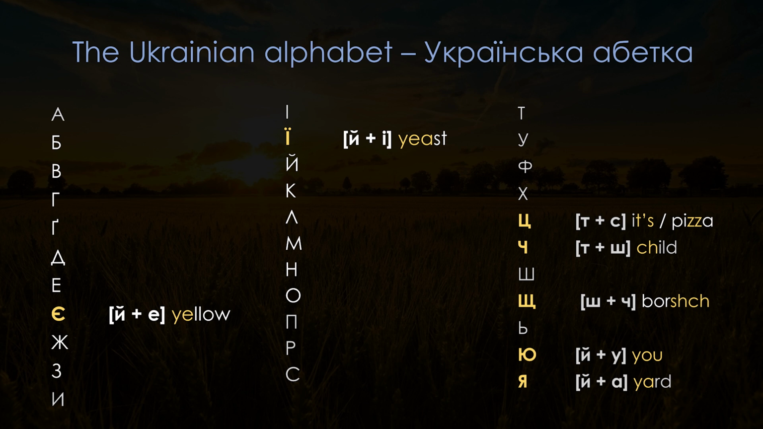The sound ts is a combination of t and s, like in it's or pizza. The sound ch combines t and sh, like in child. The sound shch might be tricky, but it also combines two sounds, sh and ch, like in the Ukrainian word borscht. The sound yu combines y and u, like in you. The sound ya combines y and a, like in yard.